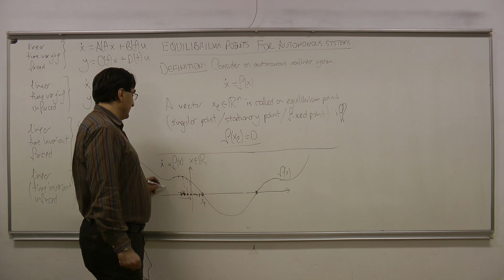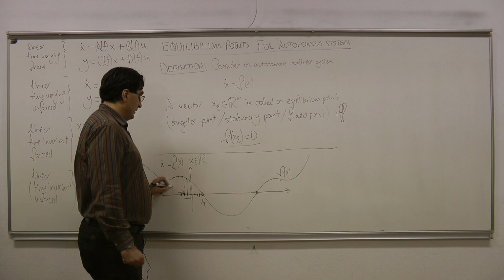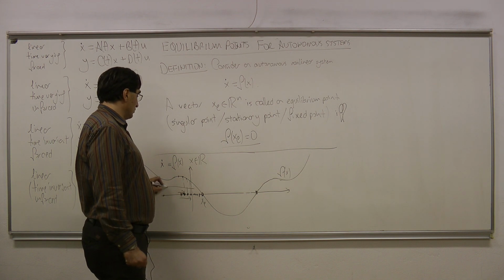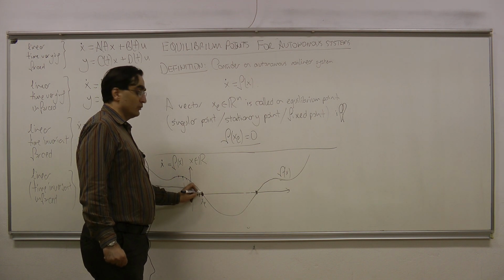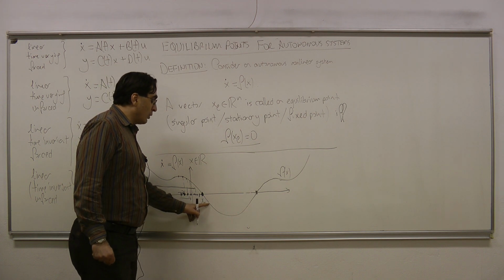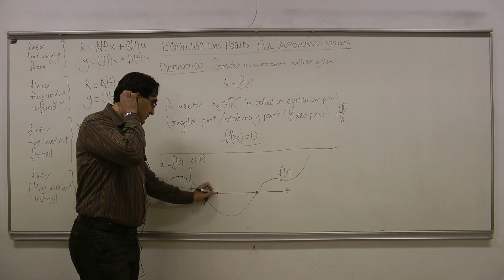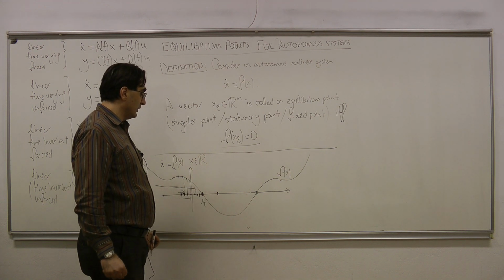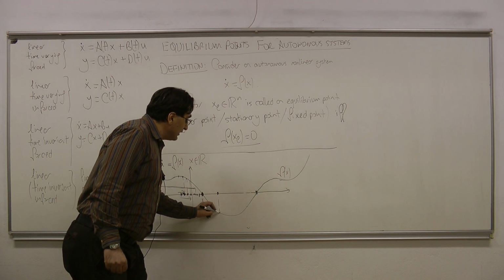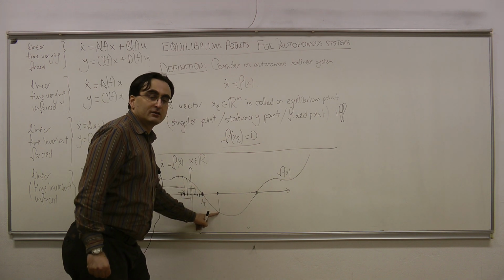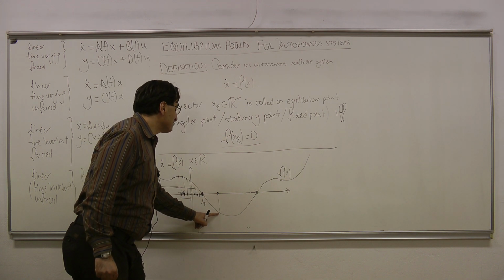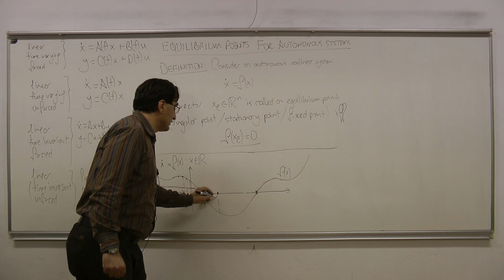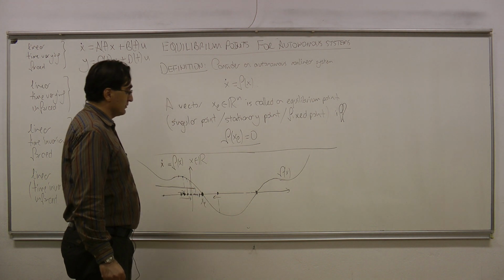When I start it somewhere here, the state is going towards the right, and it's converging to this point. What if I start the system somewhere here? In that case, I see that f of x is negative at that state point. Okay? So that means that x is going to decrease. So x is going to go in that direction.